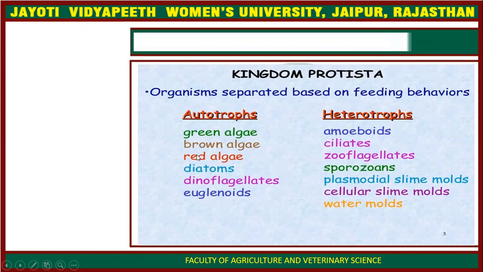Autotrophs include green algae, brown algae, red algae, diatoms, dinoflagellates, and euglenoids. The heterotrophs, which are animal-like organisms, include the amoeboids, ciliates, zooflagellates, sporozoans, plasmodial slime molds, cellular slime molds, and water molds.